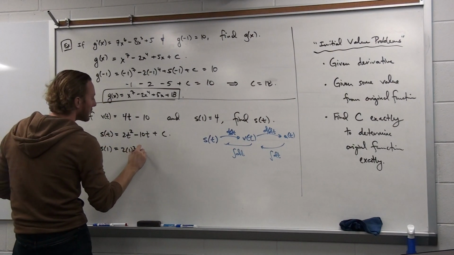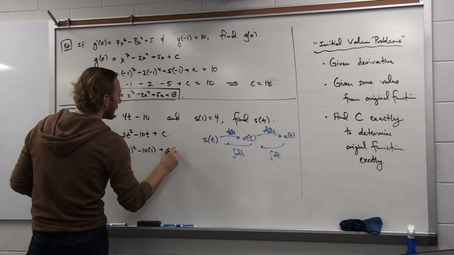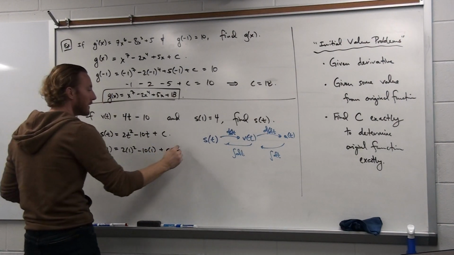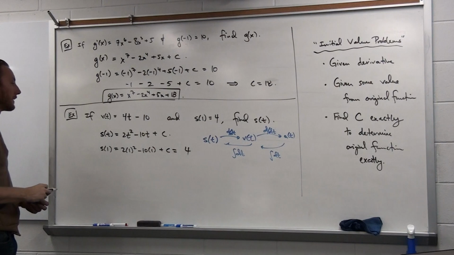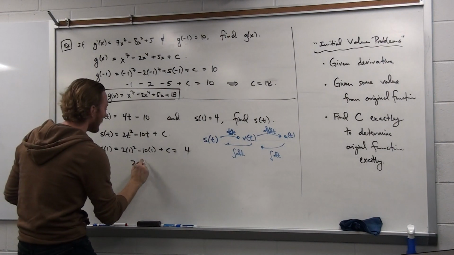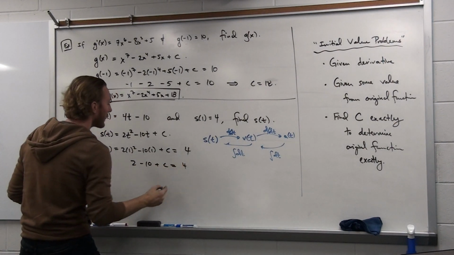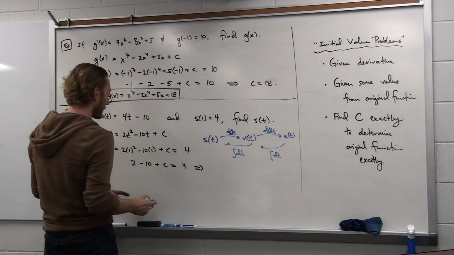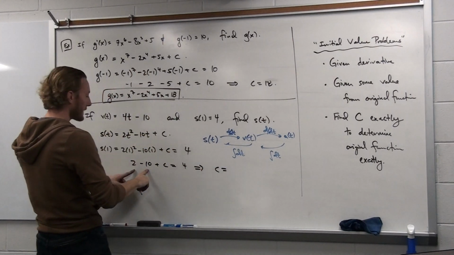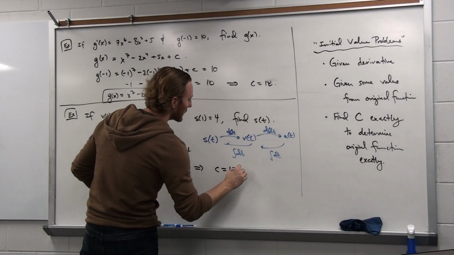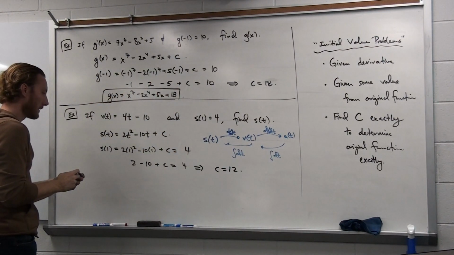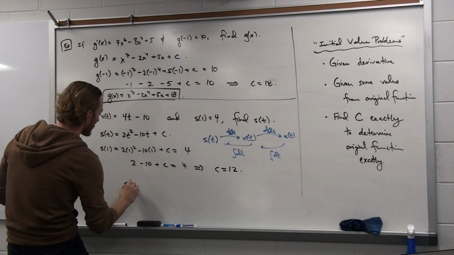we get out 4. Plug in 1, get out 4. But this is just 2 minus 10 plus c equals 4. That's going to tell you something about what c is, right? Because 2 minus 10 is minus 8. Add 8 to both sides. c is 12. But now that we know c is 12, we know what s of t is.